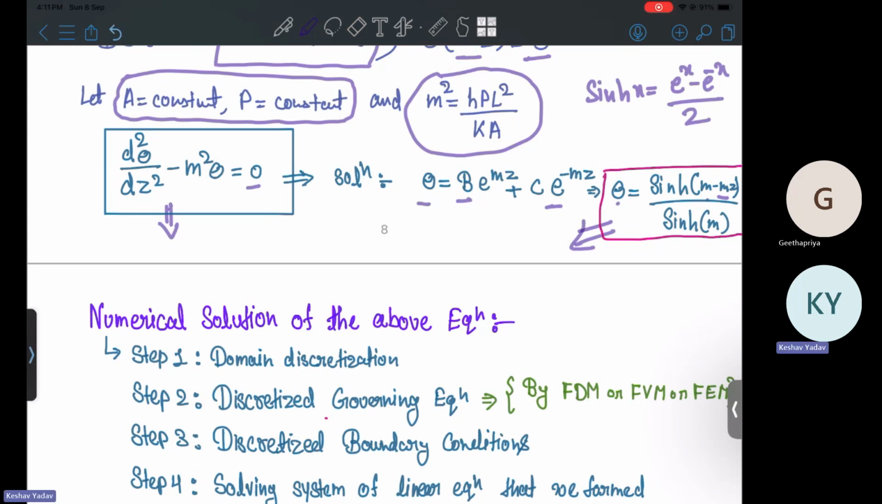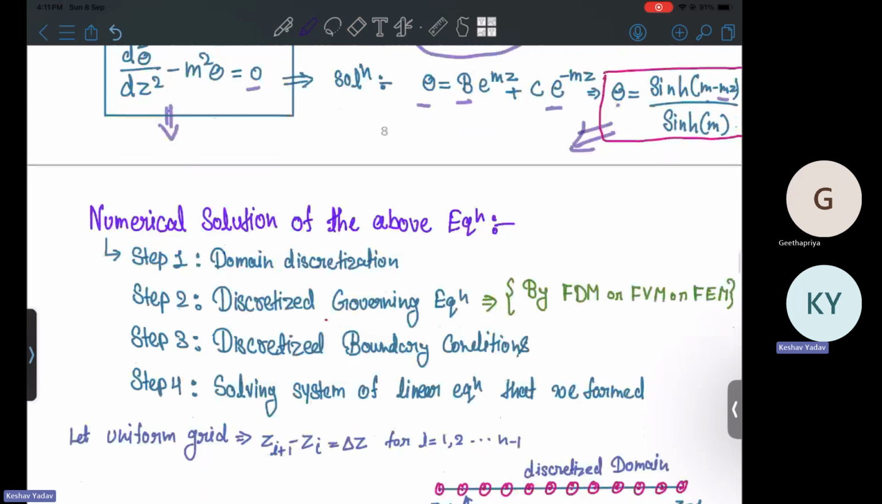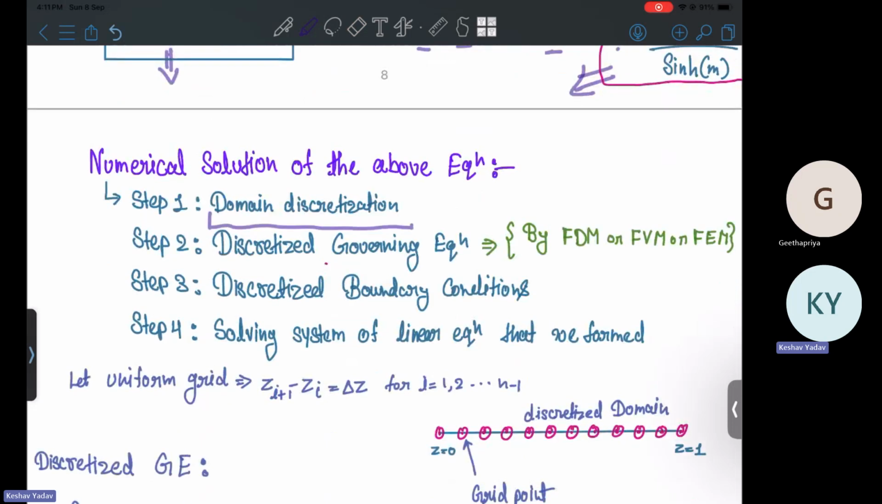How can I find out the numerical solution? To find out the numerical solution, the first step is what? We will discretize the domain. So we have some continuous domain from z equal to 0 to z equal to 1. So some discretization I will do. This discretization may be uniform or non-uniform. If each of these step sizes is equal, then it is called uniform discretization. If any of them is different, then it is called non-uniform discretization.